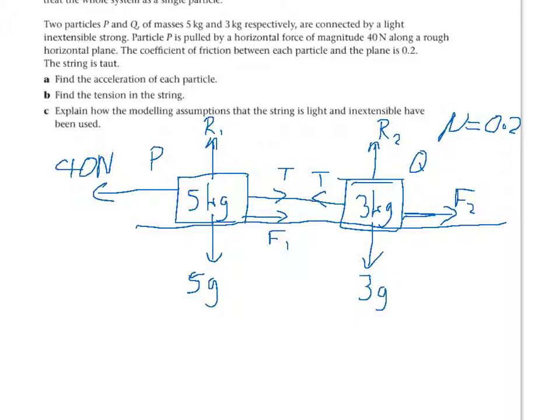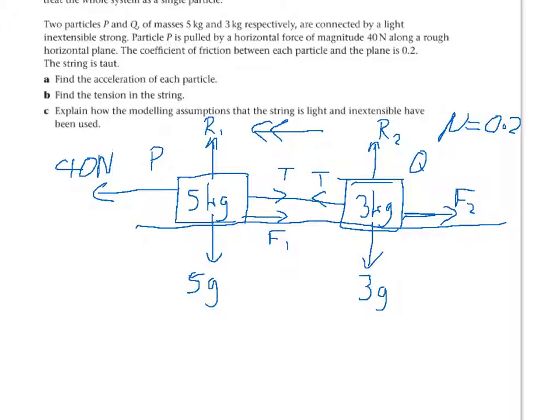Now first it says find the acceleration of each particle, which is the only other thing I haven't highlighted on the diagram. Because they are connected by a light inextensible string, we can assume that the acceleration is the same for both particle P and Q. So, what we are going to do is model this as one entire particle, and if we do that, we can eliminate the tensions. But we do have to still take into consideration the friction on P and on Q.